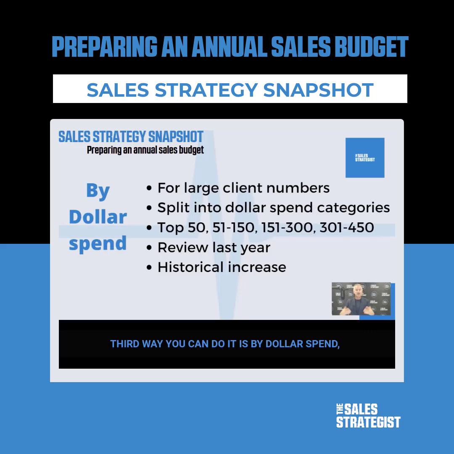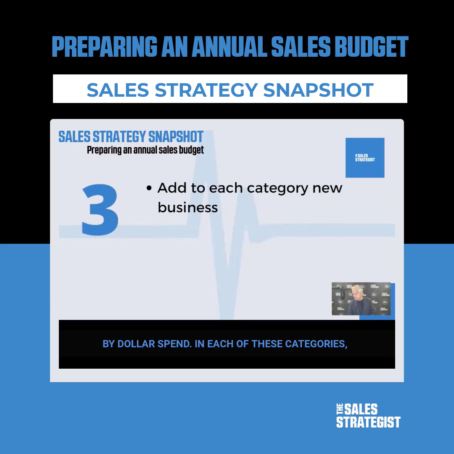Third way you can do it is by dollar spend. And I'm talking for large client numbers. Let's say you have 500 or more customers and it's just a physical impossibility to get around and do it all individually. I break them up into groups. What's your top 50? Your 50 to 150, 151 to 300. Put them into groups. Then again, review last year's historical data, go for the historical increase, have a look at the marketplace, what it's doing. You can actually do very well by sales budgeting by dollar spend.